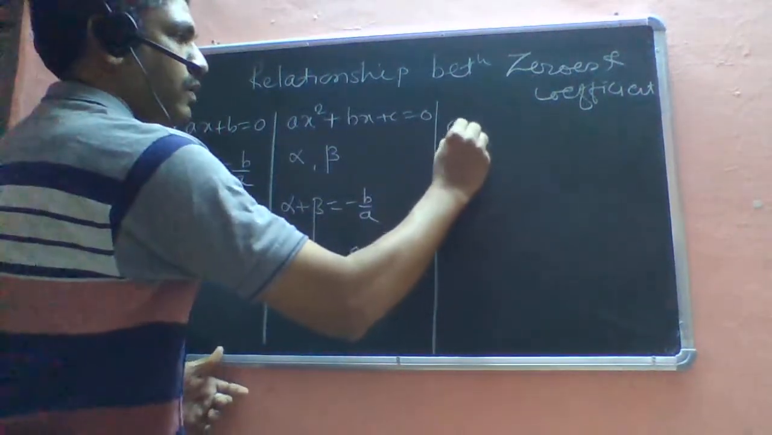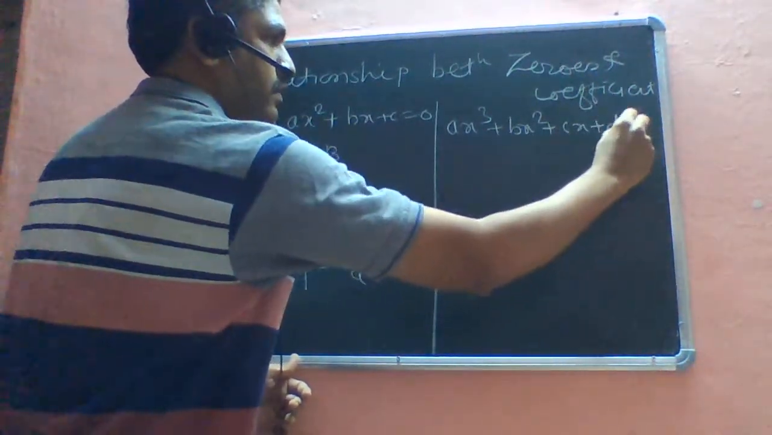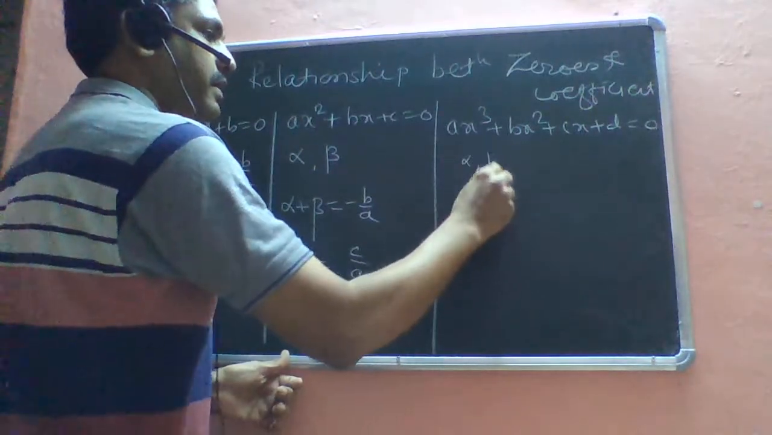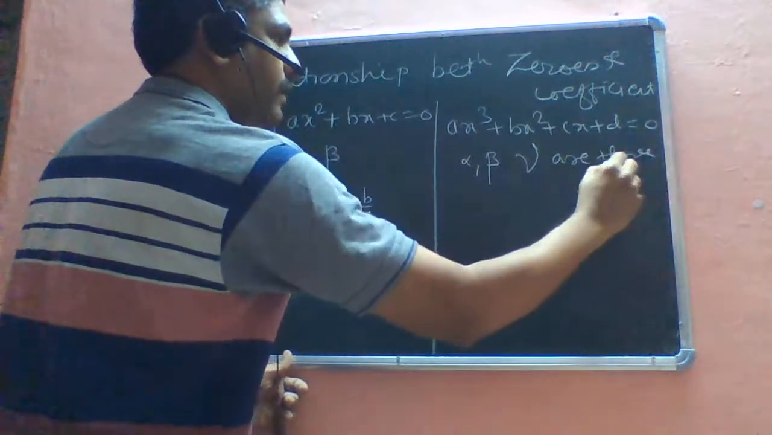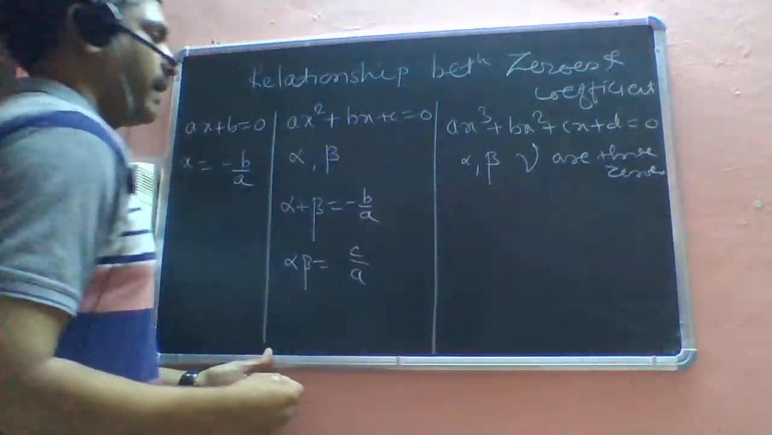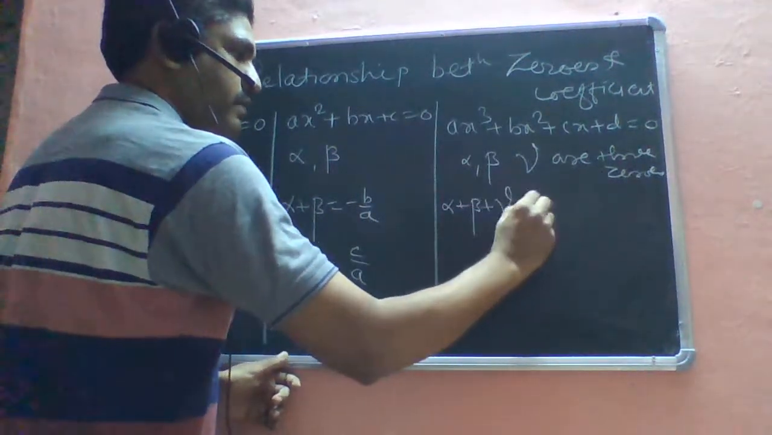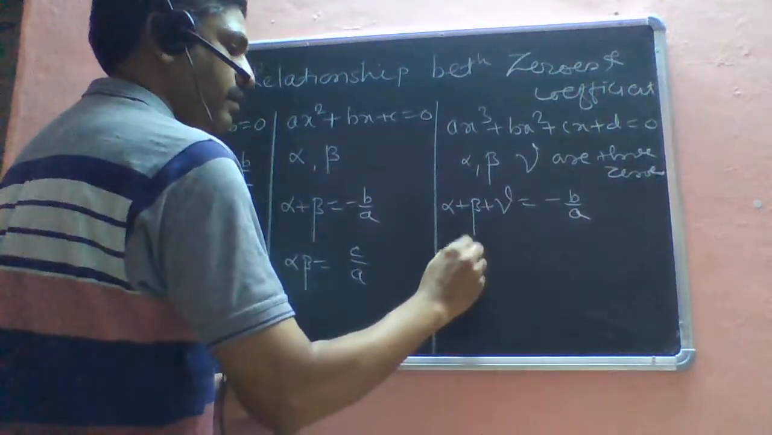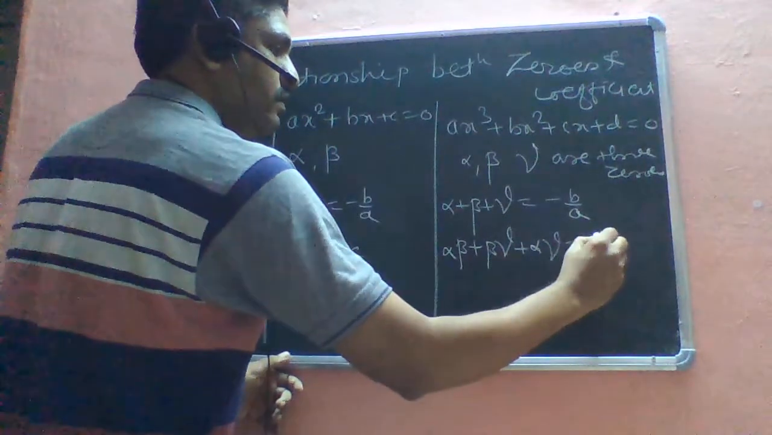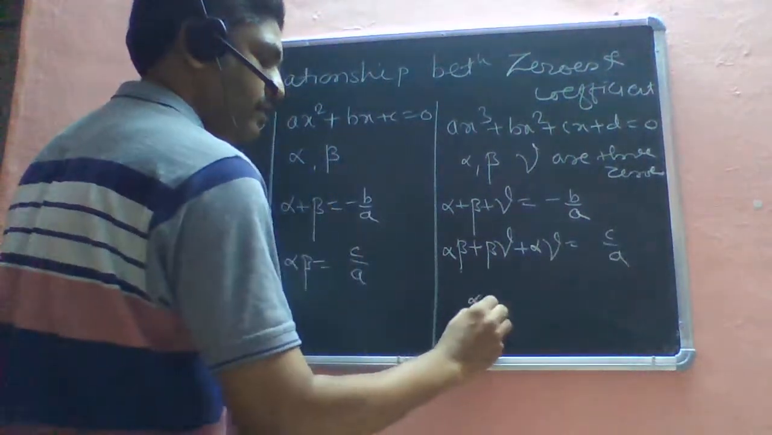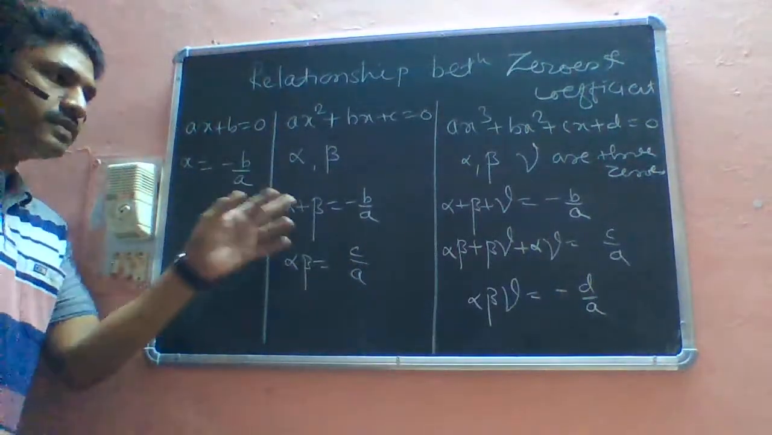And in the case of a cubic polynomial, ax cube plus bx square plus cx plus d equal to 0, here also, if alpha, beta and gamma are three zeros, then the relationship is like this: alpha plus beta plus gamma equal to again minus b by a, and alpha beta plus beta gamma plus alpha gamma is equal to c by a, and alpha into beta into gamma is equal to minus d by a. We are going to prove these things also.